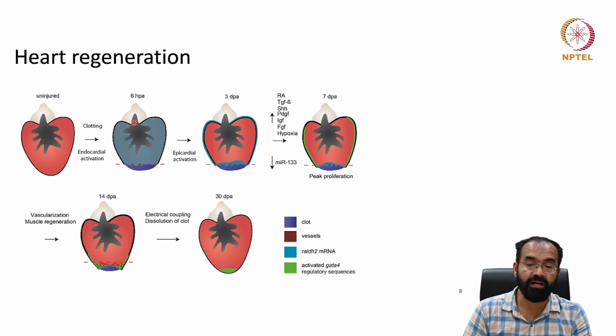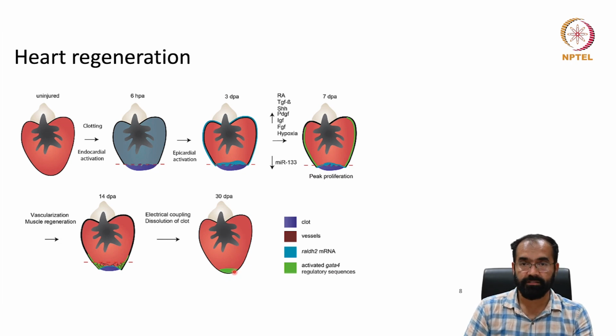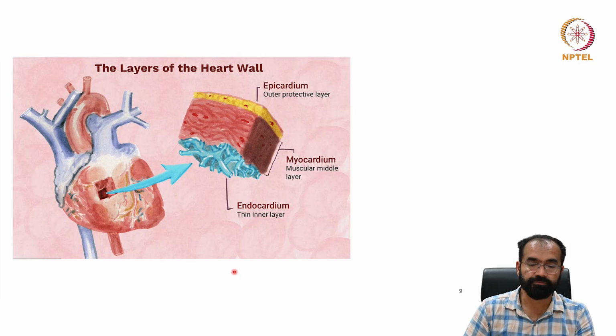Initially you see 6 hours post amputation, the entire heart is having RALDH2, that's why it is blue in color, and the activated GATA4, which is a cardiac transcription factor regulatory sequence, you can see in green in color, as you can see here. Here also it responds up to here, and then it is restricted to the site of injury by around 30 dpa. You see a little bit of this GATA4 expression, which is a heart specific transcription factor.